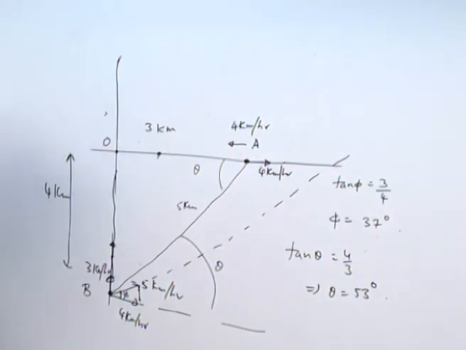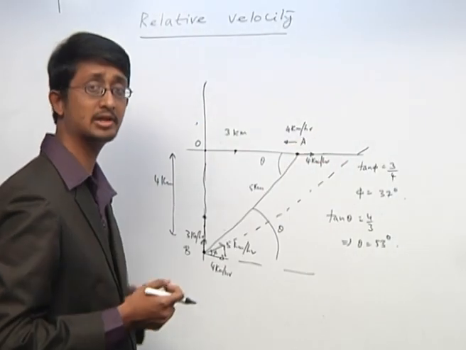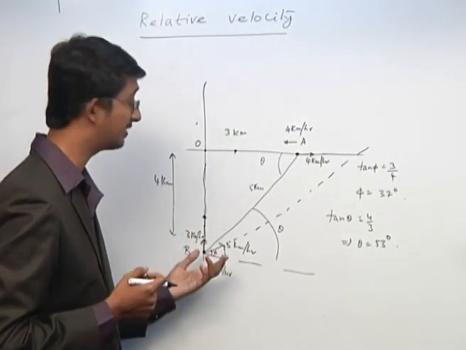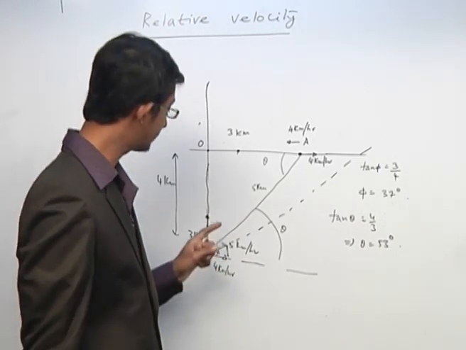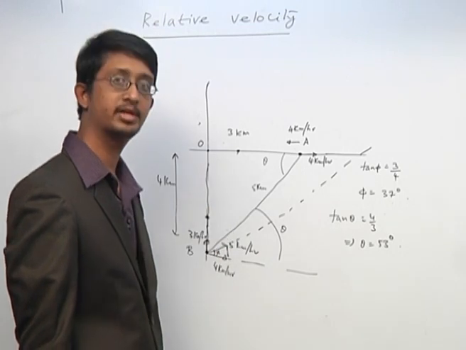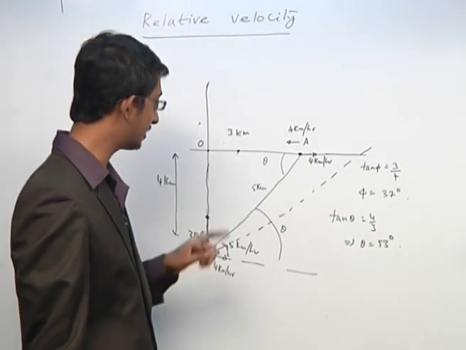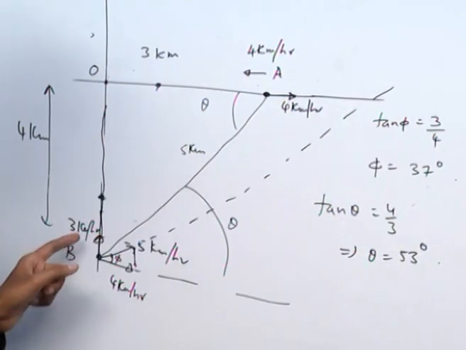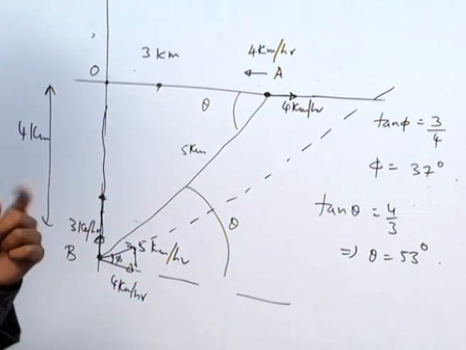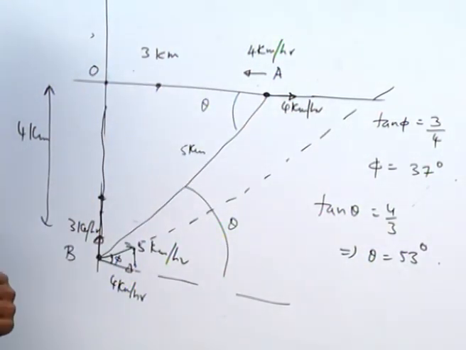So I did nothing here except for some geometry. First I brought A to rest by adding negative velocity of A. I added that negative velocity to every object in the universe, including B. And I saw the net velocity of B is now 5 kilometers per hour. I took the resultant of 3 and 4, and this velocity is making an angle of 37 with horizontal. Line joining A and B is making 53 with horizontal.